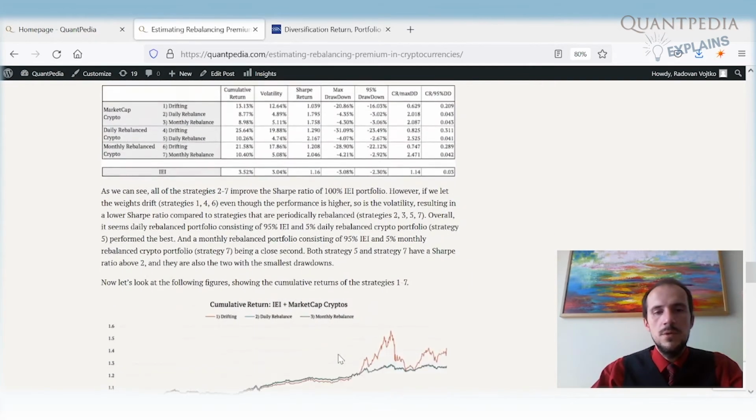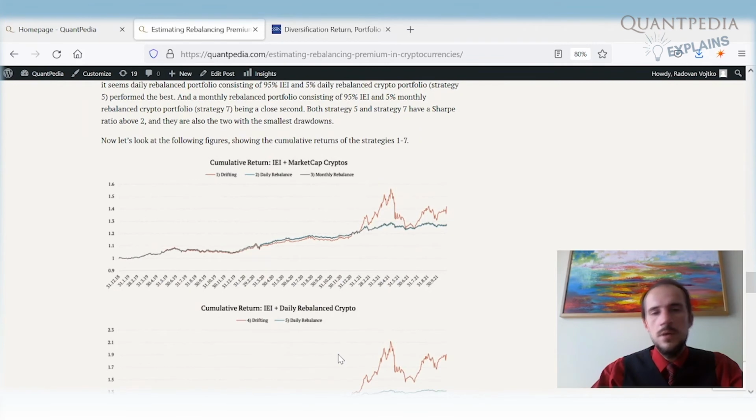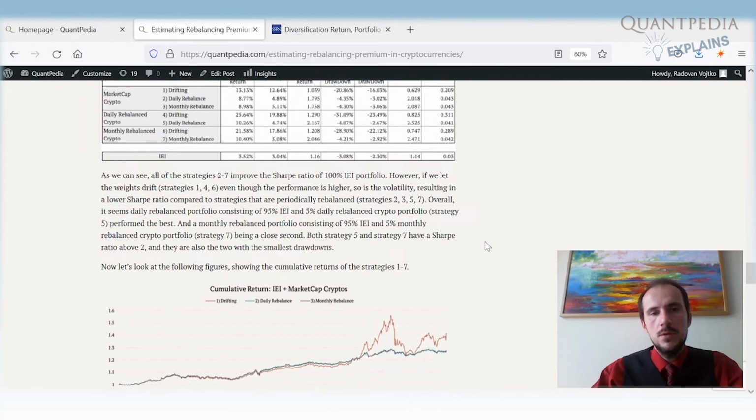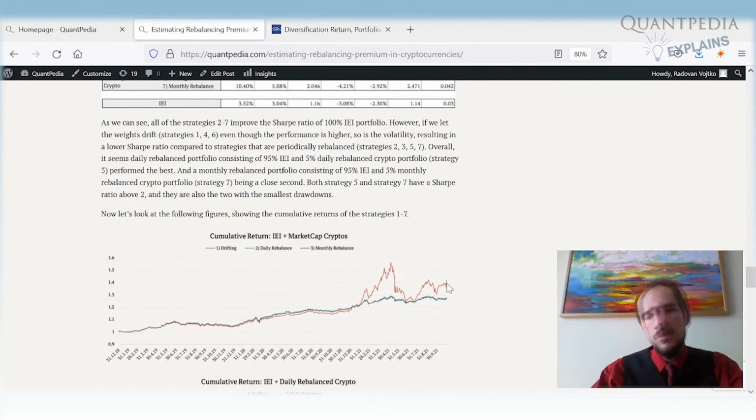What are the results? The results are that in all of the cases, it makes much more sense to combine fixed income safe assets with the cryptocurrencies and then rebalance them. Of course, if we do not rebalance cryptocurrencies, our resultant performance is higher because cryptocurrencies performed well in the past, but the resultant volatility and resultant drawdowns are significantly higher also. So the resultant Sharpe ratio is much worse than in case when we rebalance our portfolio monthly or daily.